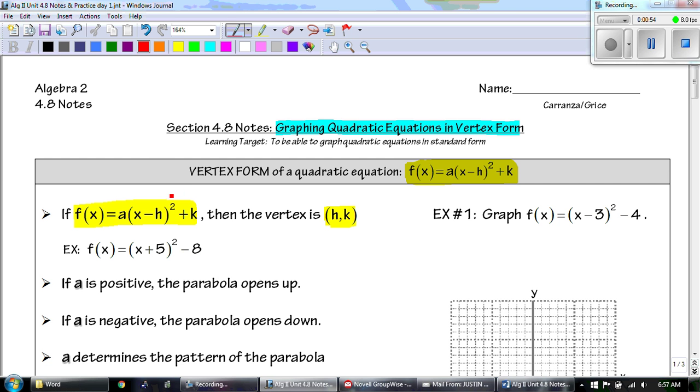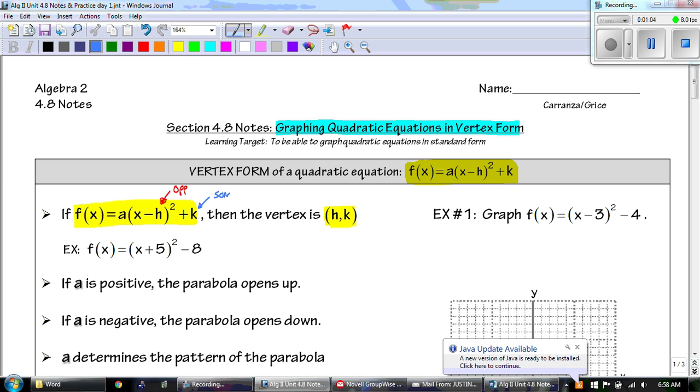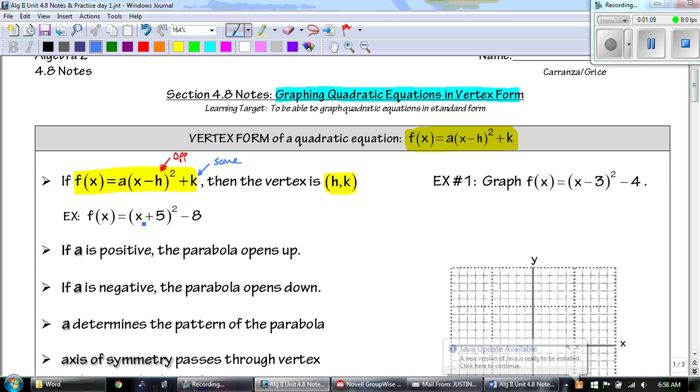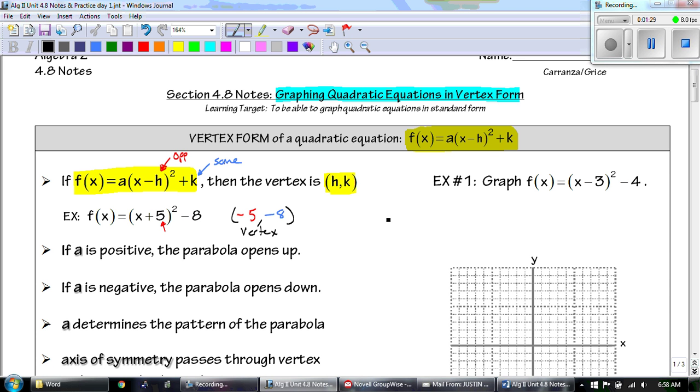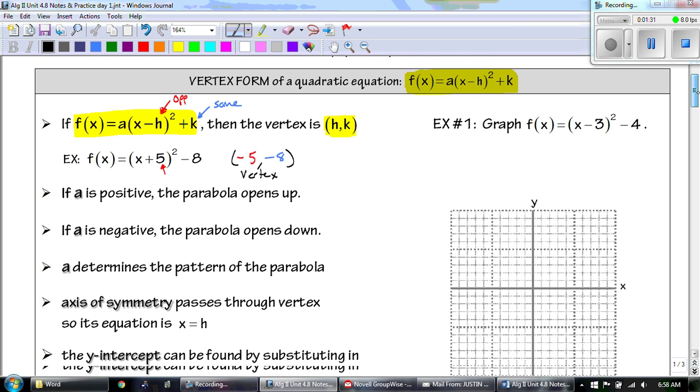So a couple things I want you to know is that we're always going to be taking the opposite of the h, and the k is always going to stay the same. Okay, so looking at our example right here, I would take the opposite of 5 to get to negative 5, and then the negative 8 would stay the same. And this would be my vertex.